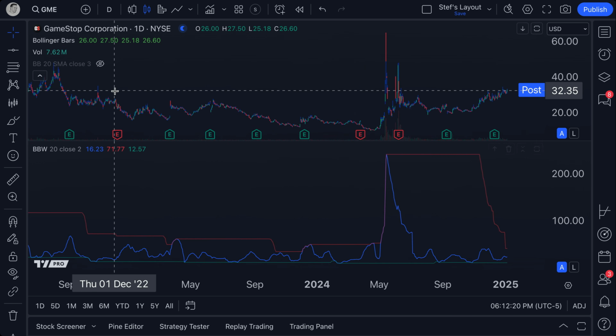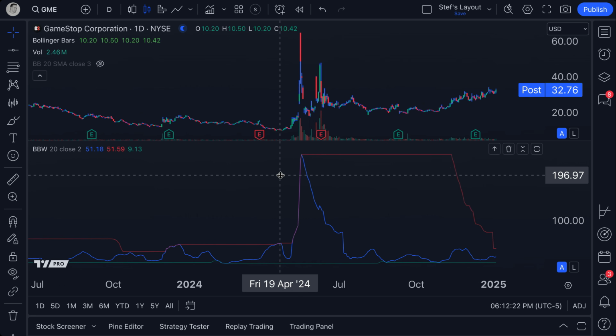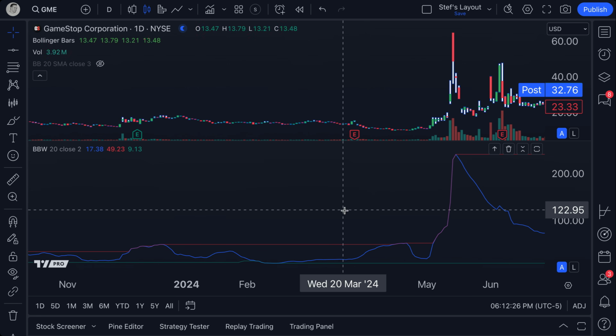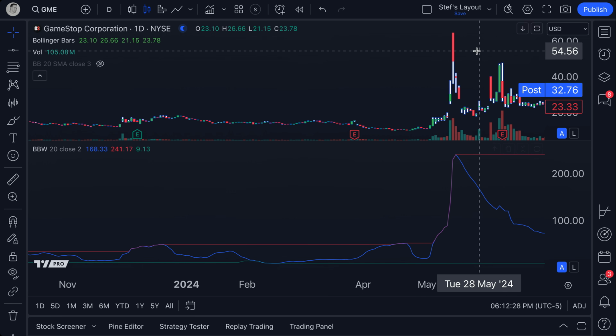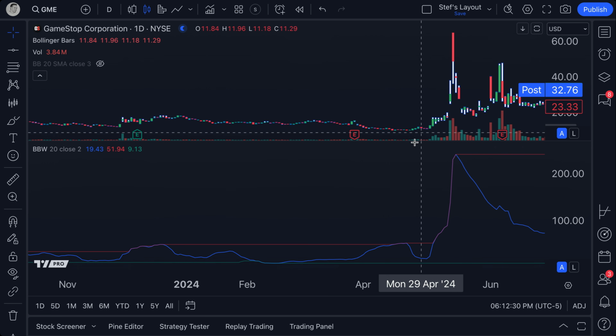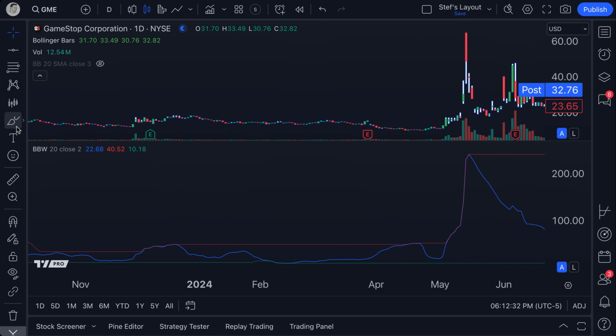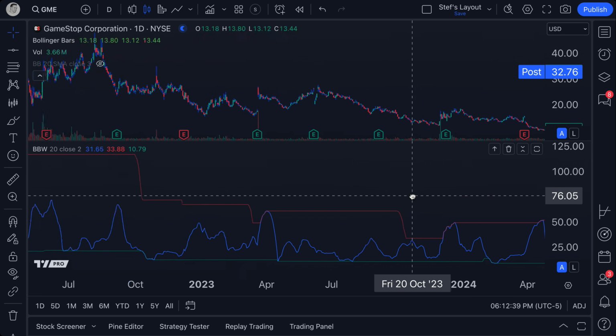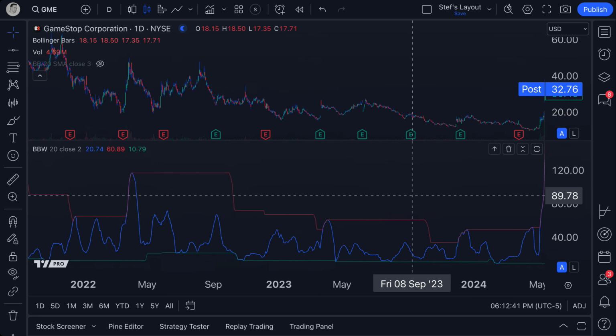Now, on this chart, right away, we're looking at GameStop. You can get a sense of how this indicator works based off of just looking at the most recent price action before this pop here in May of 2024. In fact, look how interesting this is. You might say that the bands were tightening in a way.